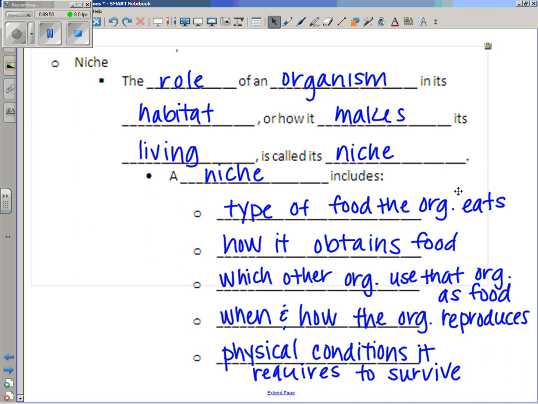So put those guided notes in your classroom folder. Make sure you put your guided notes in the classroom folder so they're ready for tomorrow. Put those in a nice, neat stack. And then listen to Miss Burke for any further instructions. And I will see you tomorrow.